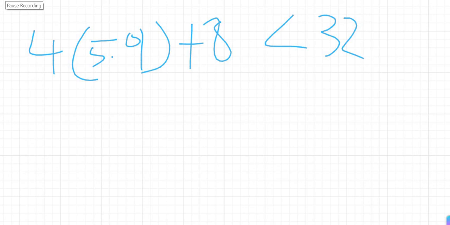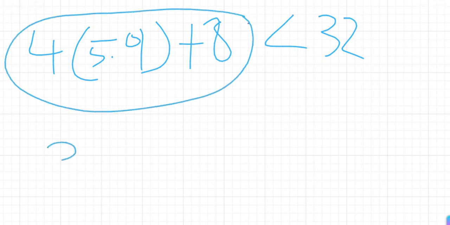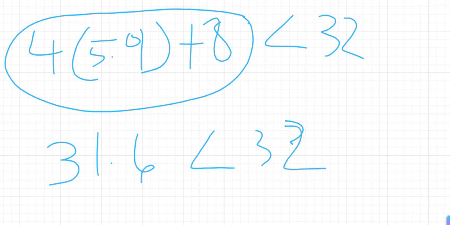And so if we multiply that, all of this will give us 31.6. And if we read this, would this be true? This is saying that 32 is greater than 31.6, or 31.6 is less than 32, and this is true. This makes the statement true. So let us look at another one.